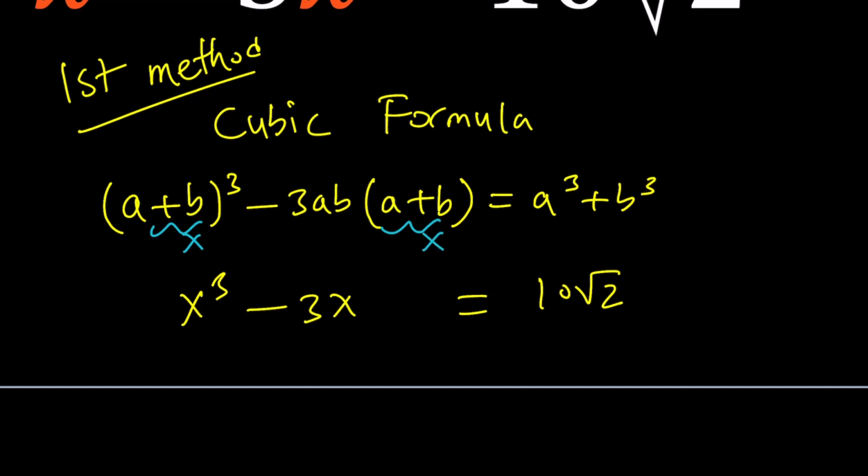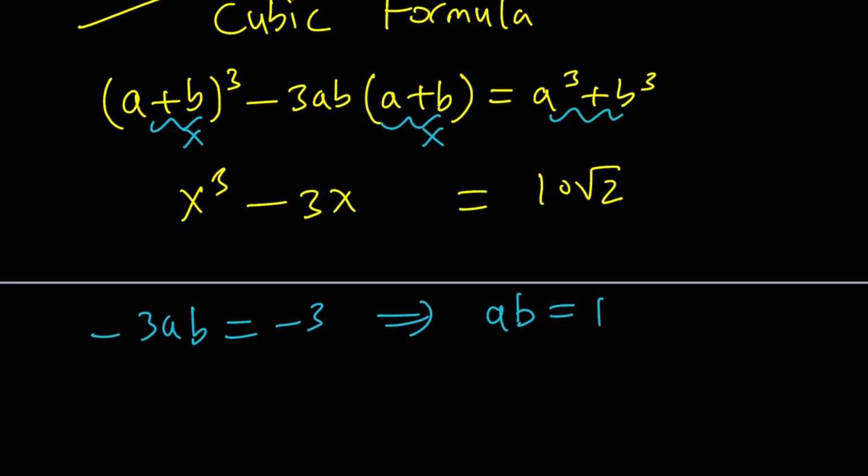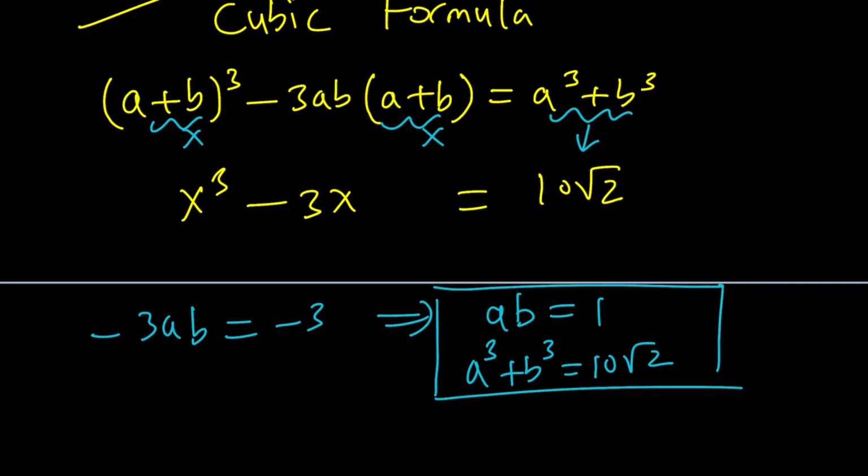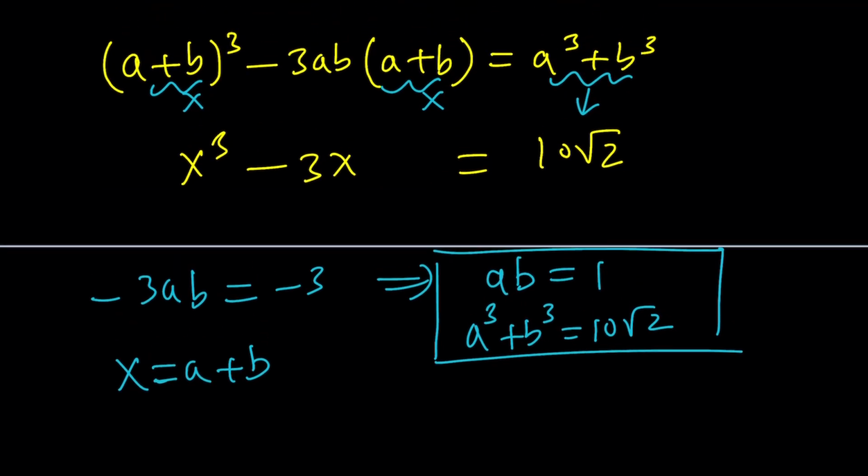The coefficient of x is negative 3 and the coefficient of x here is negative 3ab. So we're going to set negative 3ab equal to negative 3, which implies that ab is equal to 1. And then we're going to set the constant equal to 10 root 2. So we're going to get a cubed plus b cubed equals 10 root 2. By solving this system, we're going to be able to find the values of a and b, which then will be plugged into x equals a plus b. So the sum of a and b, and they're interchangeable, by the way, from symmetry, is going to give us the value of x, and so on and so forth.